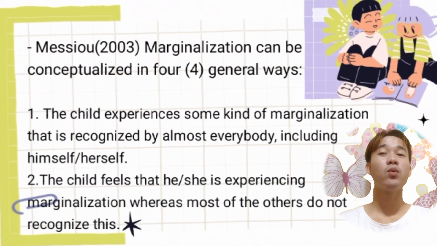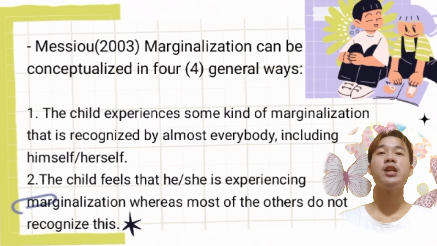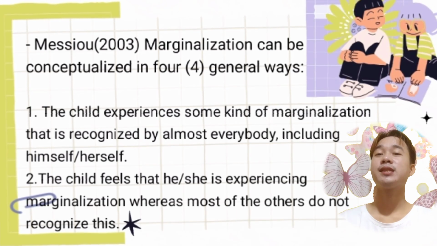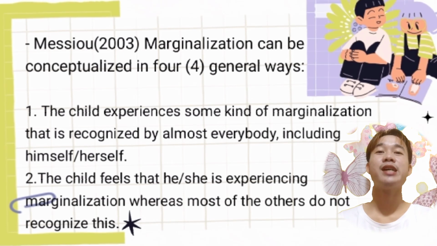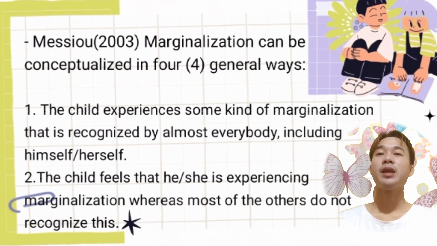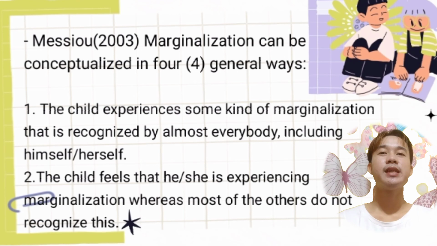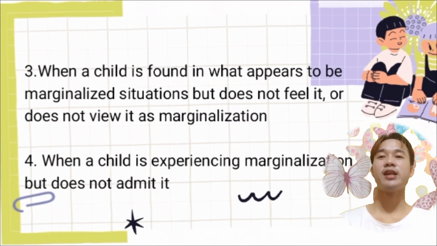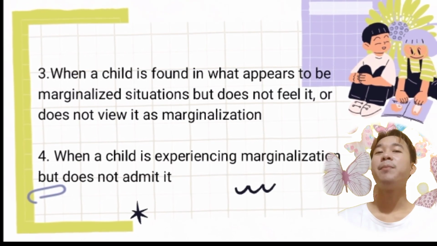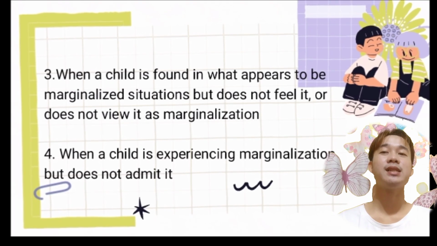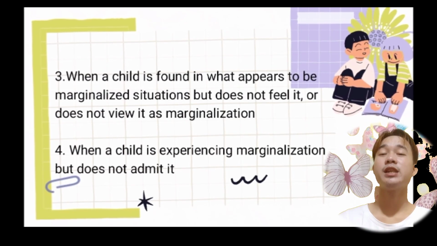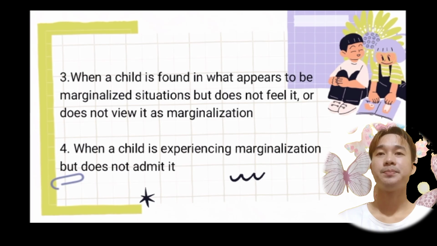So here are four general ways that Mishra proposed that marginalization can be conceptualized by our learners. First is the child experiences some kind of marginalization that is recognized by almost everybody, including himself or herself. Second, the child feels that he or she is experiencing marginalization, whereas most of the others do not recognize this. Third is when the child is found in what appears to be marginalized situations but does not feel it or does not view it as marginalization. Lastly is when a child is experiencing marginalization but does not admit it.